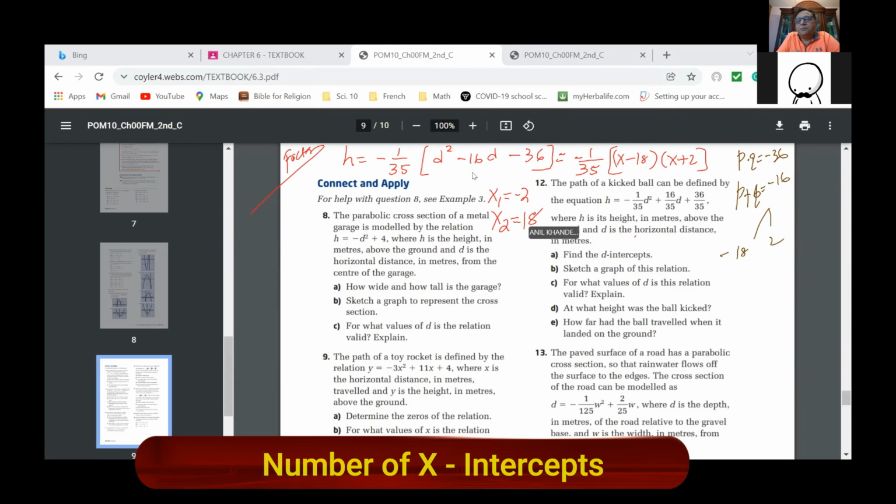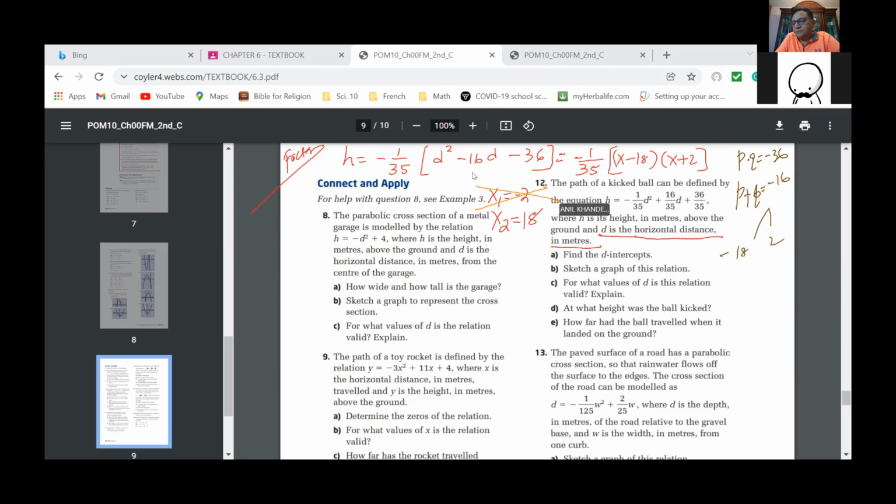Now remember one thing: we're talking about word problems where d is the horizontal distance in meters. Distance cannot be negative, right? So this is not a valid x-intercept. We are going to use it to sketch the graph, however it is not the valid x-intercept. So the first part is find the d-intercepts. There are two: x1 is minus 2, x2 is 18. However, the value of x should be greater than or equal to 0, and therefore only one x-intercept will be reported in the answer. Is it okay? Yes, sir.